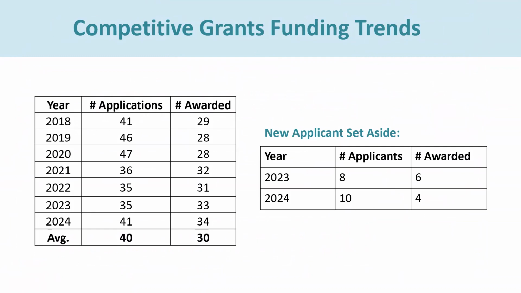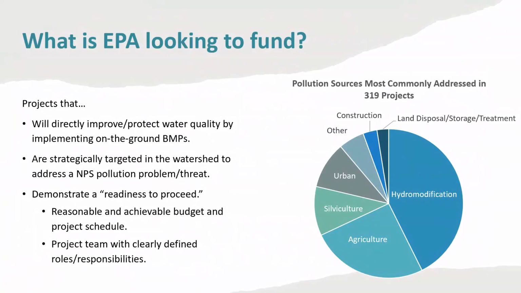Great, so now we're going to talk about what kind of projects we're looking to fund in this grant program. We're looking to fund projects that will directly improve or protect water quality by implementing on-the-ground BMPs. This can be structural or non-structural. Structural are things like construction projects for riparian restoration. This can also be non-structural. Like I said, you can work with farmers to develop a nutrient management plan if this is something that you're struggling with. So a variety of things can be funded under this program.